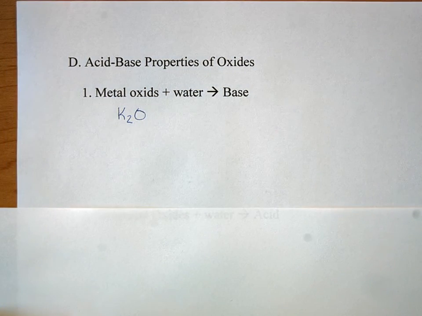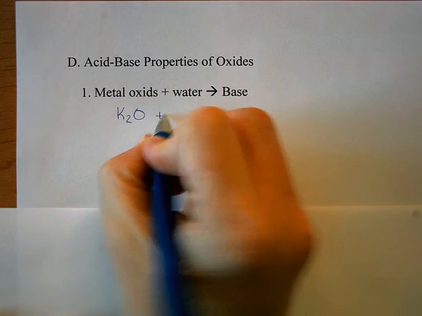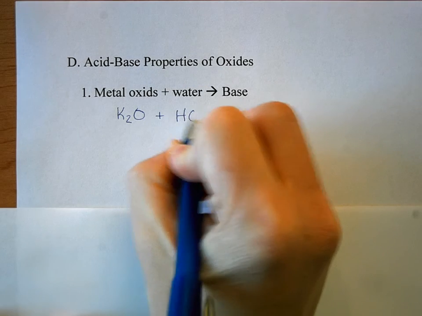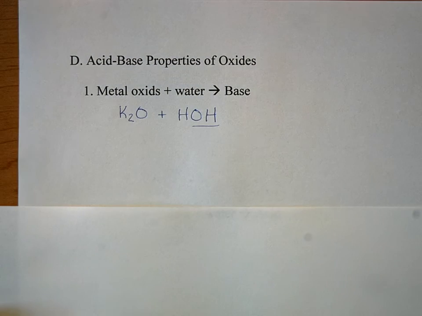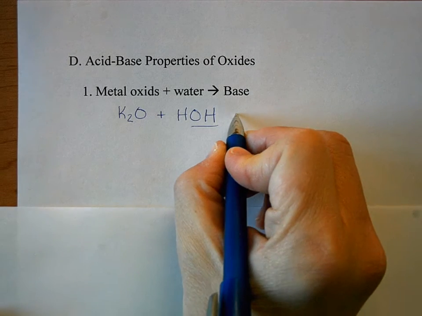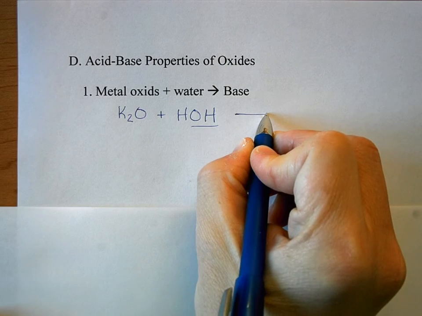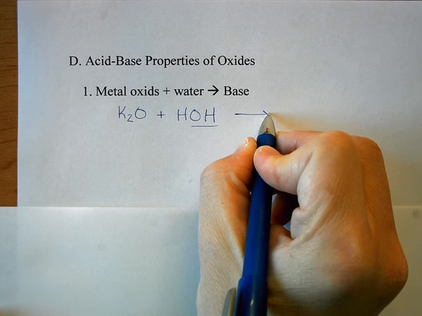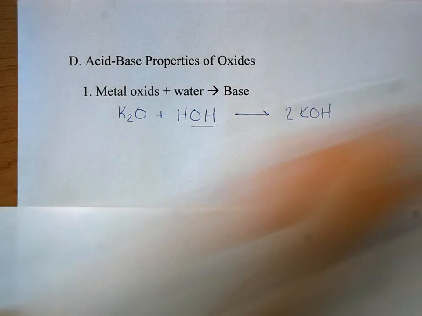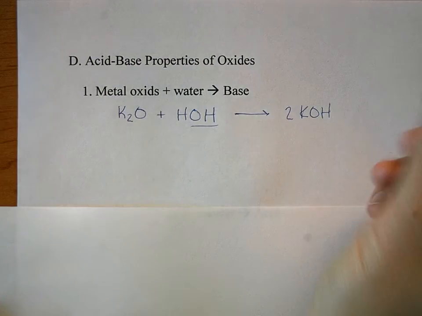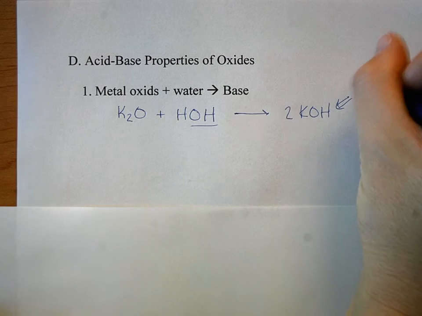So, for example, potassium oxide plus HOH, and usually I just write it this way just so we can kind of see the breakdown of the hydrogen and the hydroxide, will give me 2 KOH, potassium hydroxides. Okay, this, however, is a strong base.